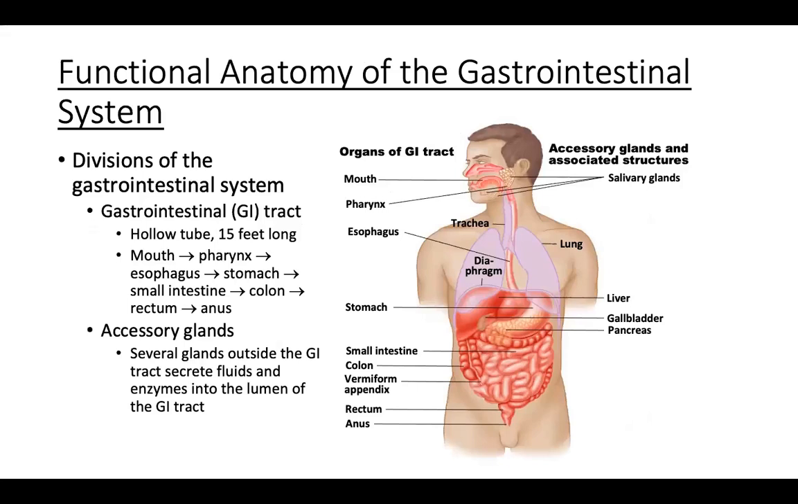So if you think about the division of the gastrointestinal tract, it's this really long, hollow tube. It's a hollow muscular tube. It's about 15 feet long, so it's kind of coiled very nicely into our anatomy, but it's quite long. And it goes from the mouth to the pharynx being that shared opening between the nasal cavity and the oral cavity. From there, it goes to the esophagus, which is the tube that goes from the pharynx down to the stomach. Then we get into the stomach where we can start that digestive process.